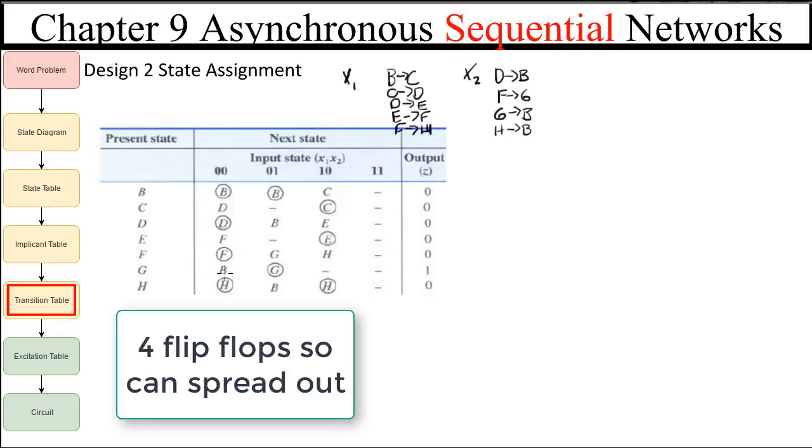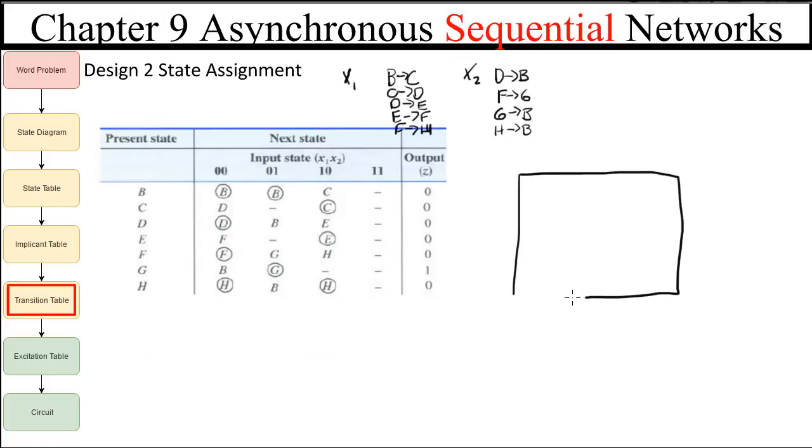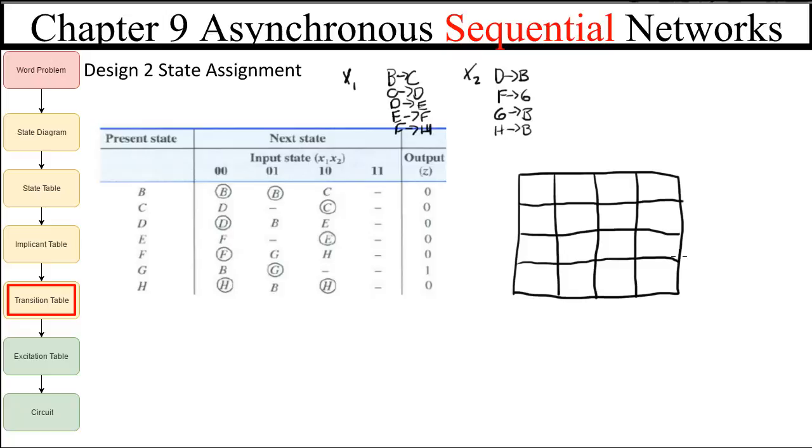I'm going to go with 3 flip-flops so I can build a bit bigger transition table here. I want to spread things out a little bit, try to get a jump on the 1-bit races. So we're going to have a Y1, a Y2, a Y3, and a Y4. 0, 0, 0, 1, 1, 1, 1, 0. I just want 1-bit changes between these.